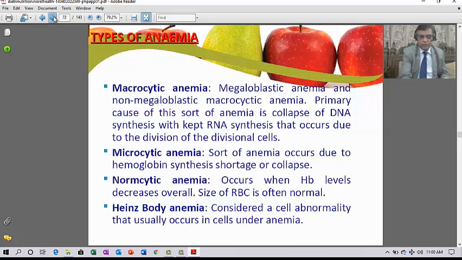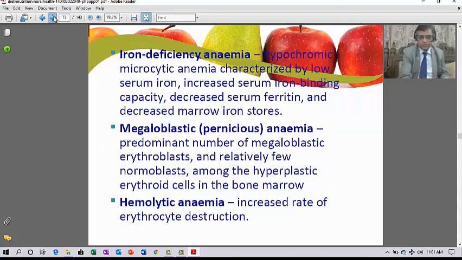The type of anemia which occurs in iron deficiency is microcytic anemia. Hypochromic microcytic anemia characterized by low serum iron, increased serum iron binding capacity, decreased serum ferritin, and decreased marrow iron stores. I would like to repeat, these constitute the lab investigations.